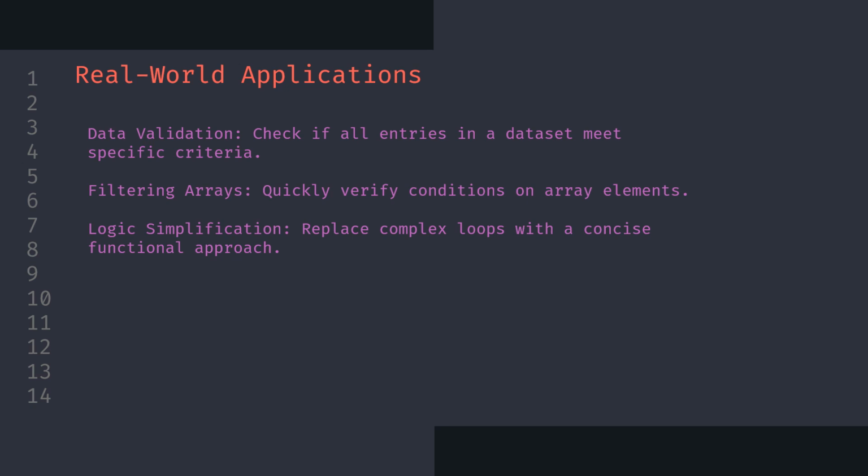This program has numerous practical applications. Data validation: we use it to check if all entries in a dataset meet specific criteria, such as age is greater than 18. Filtering arrays: we verify conditions on array elements, like ensuring all products have a price greater than 0. Logic simplification: we replace complex loops or manual checks with this functional approach. It is a powerful tool for simplifying array evaluations in JavaScript.